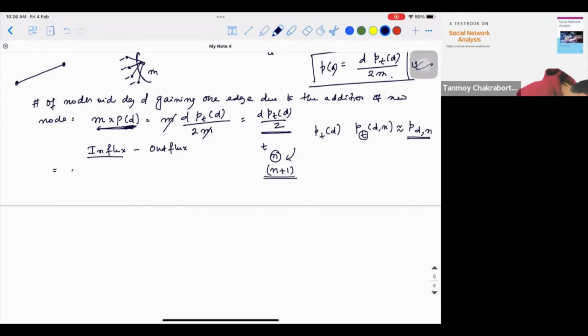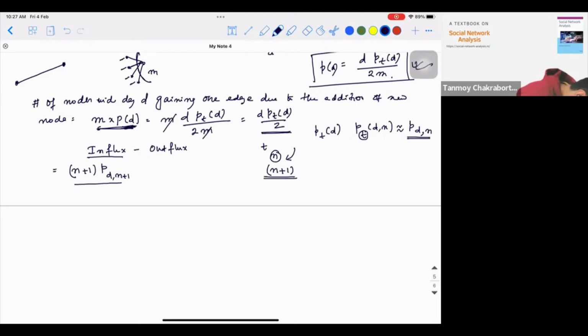So, can I write in this way? n plus 1 times P d comma n plus 1. Now, this is influx. What is the meaning of this? This is the number of nodes with degree d when the total number of nodes is n plus 1. A new node has arrived. Therefore, the number of nodes has increased to n plus 1. Now, within this set, how many nodes have degree d?